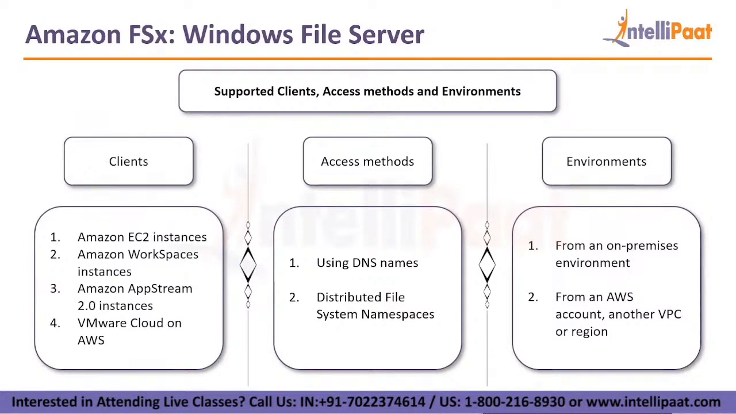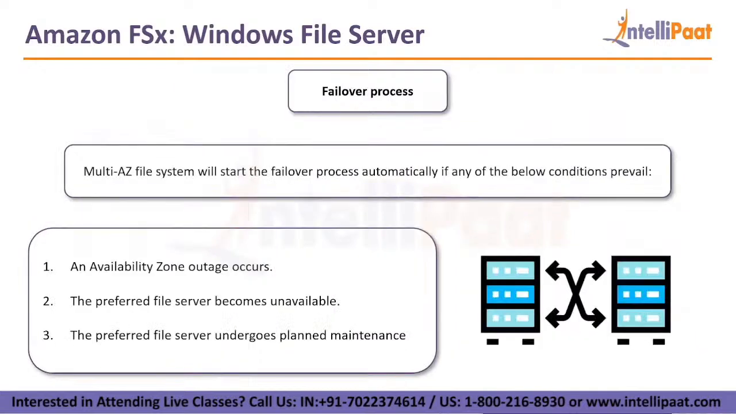Access methods, you can access it using its domain name server names, and then distributed file system namespaces. So there are two access methods which you can use. Then environments, you can use it for your on-premise environment, that is your local server which needs a file system, or you can use it for an AWS account in which you have an EC2 instance, which is a Windows server.